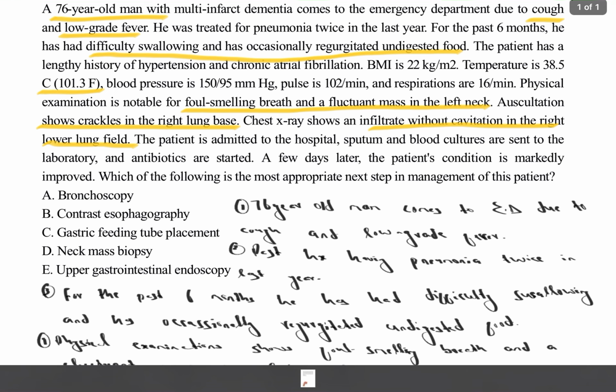A 76-year-old man with multi-infarct dementia came to the emergency department due to cough and low-grade fever. He was treated for pneumonia twice in the last year. For the past 6 months, he has had difficulty swallowing and has occasionally regurgitated undigested food. The patient has a lengthy history of hypertension and chronic atrial fibrillation.